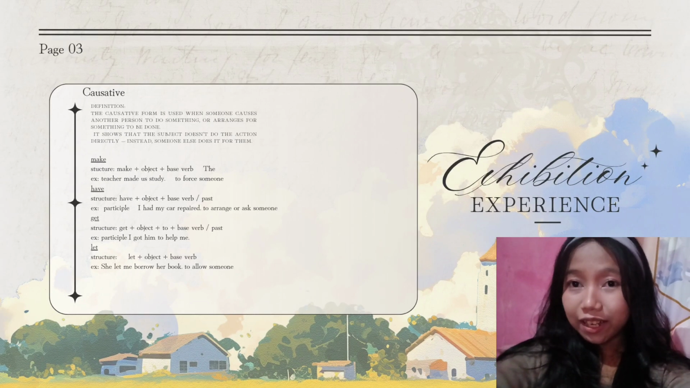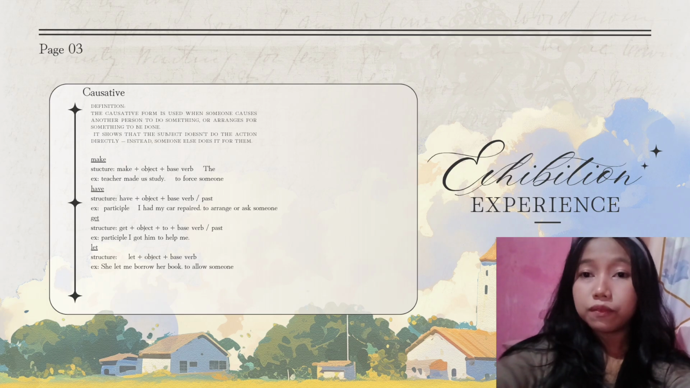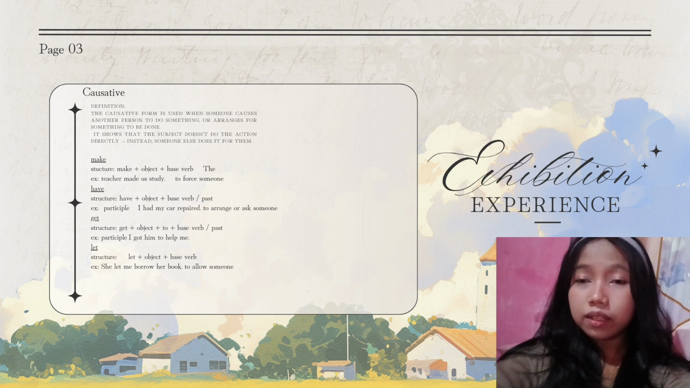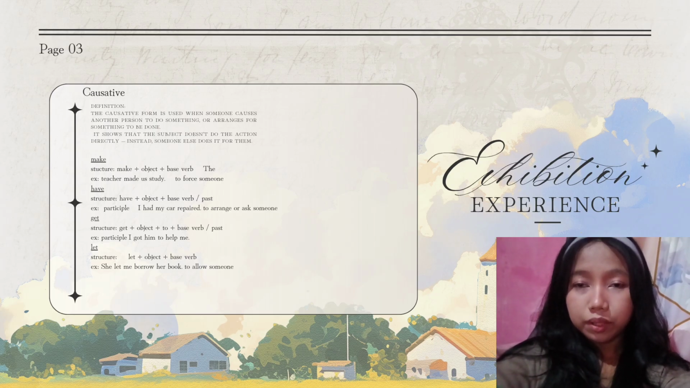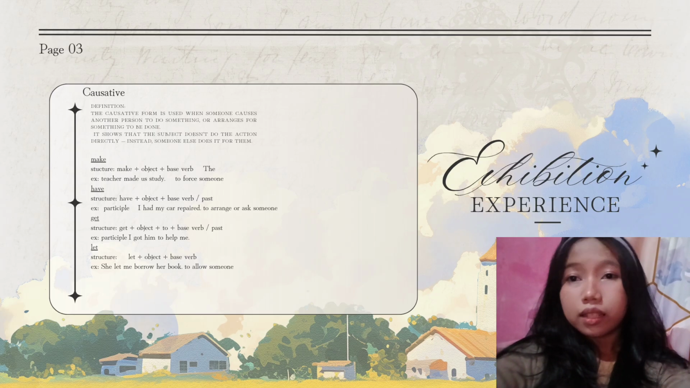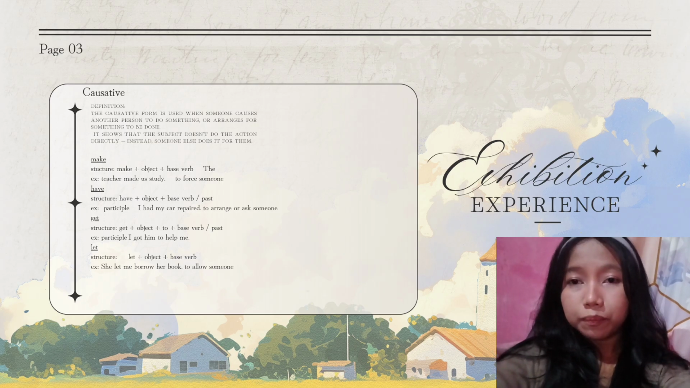Next, in this slide, I will explain about the causative verb. The definition: the causative verb is used when someone gets another person to do something or arranges for something to be done. It shows that the subject doesn't do the action directly, but instead, someone else does it for them. These are the common causative verbs.